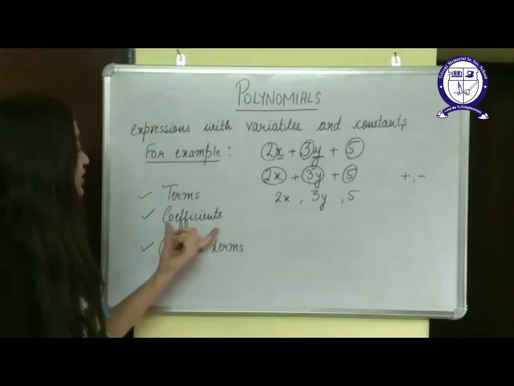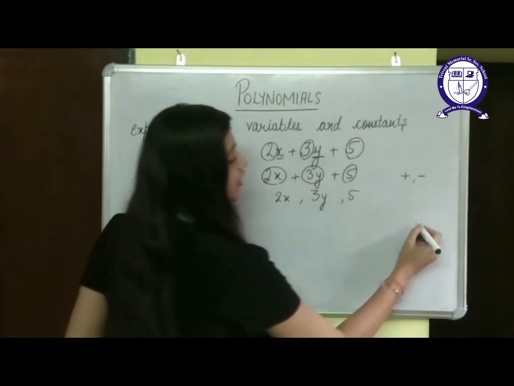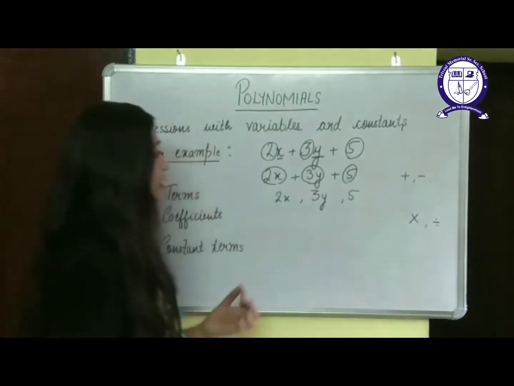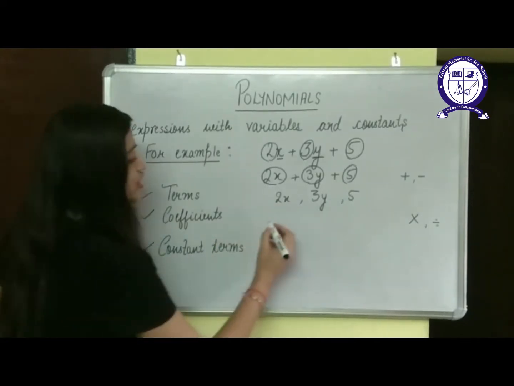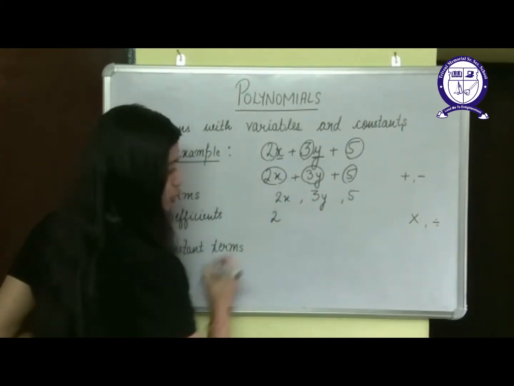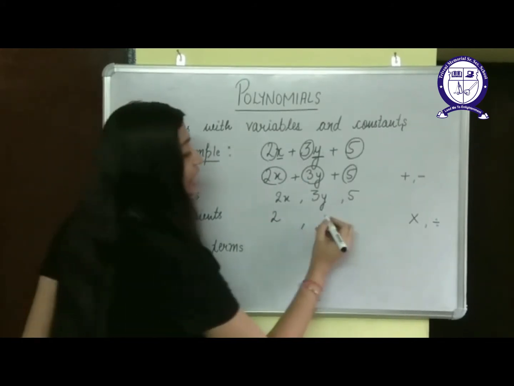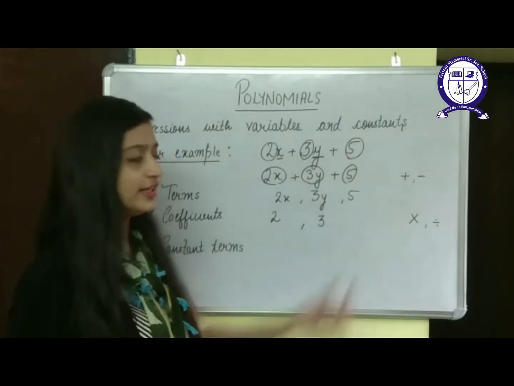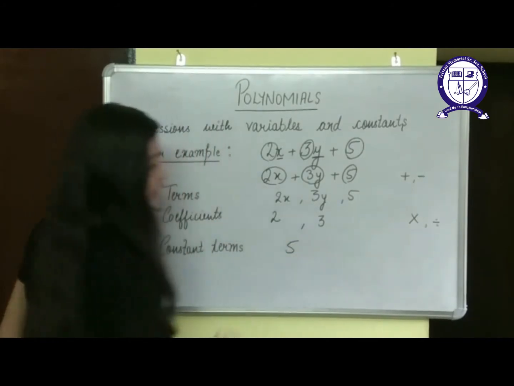Okay. Now the other is coefficients. Coefficients are the numbers which are with the signs multiplication or division. If I see here, it is 2 into x, so my coefficient of x is 2. 3 into y, the coefficient of y is 3. And this 5 is a constant term. So 5 is my constant term.